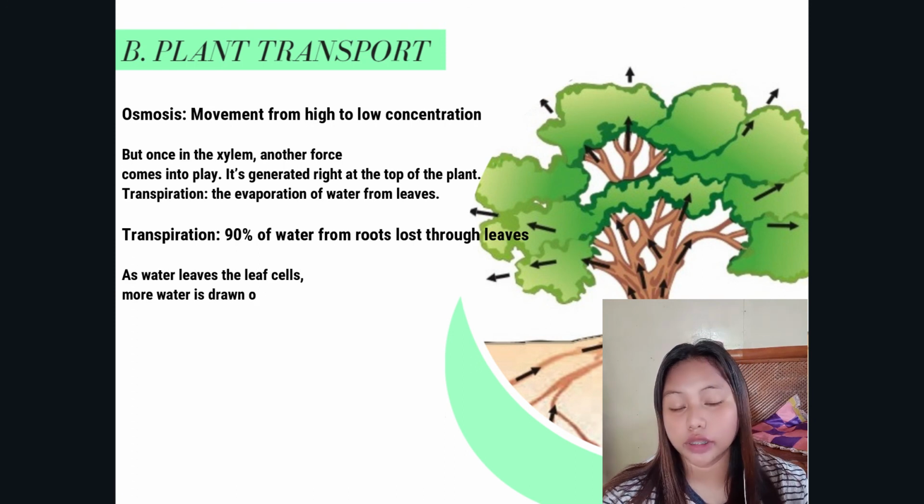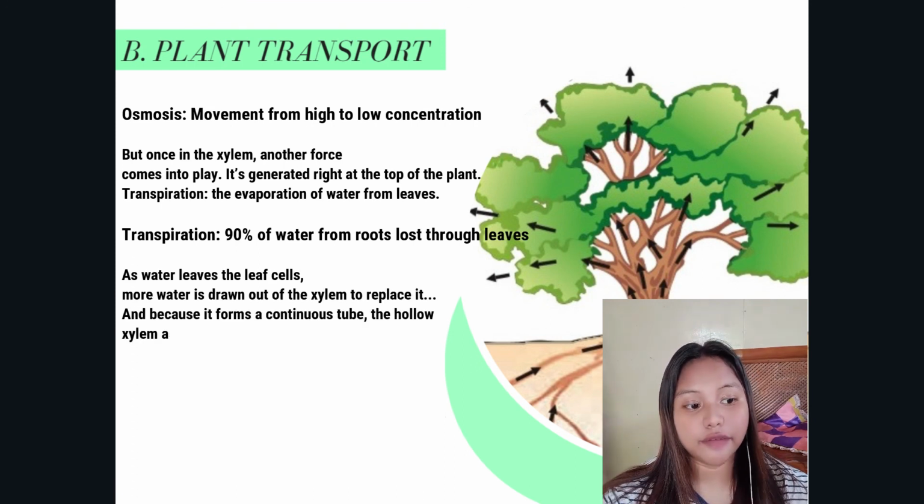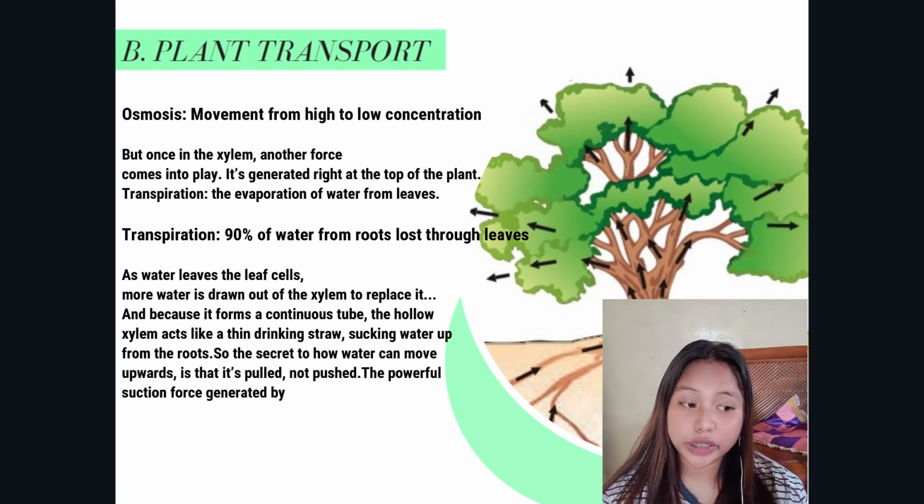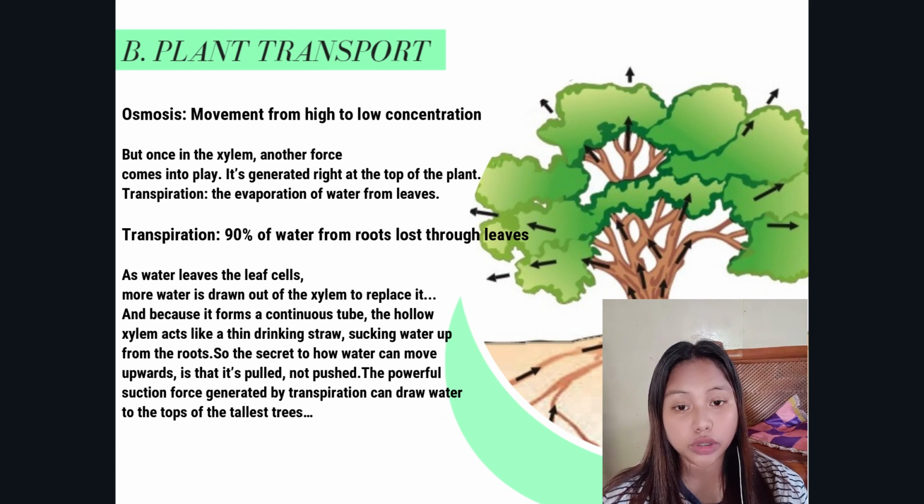It's generated right at the top of the plant. Transpiration, the evaporation of water from leaves. Transpiration: 90% of water from roots is lost through leaves.